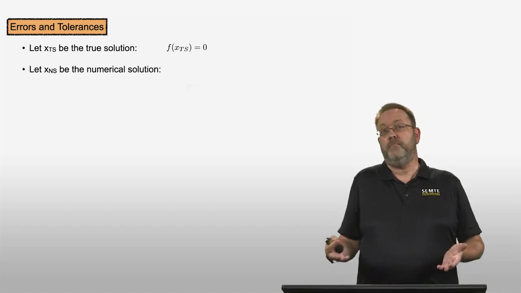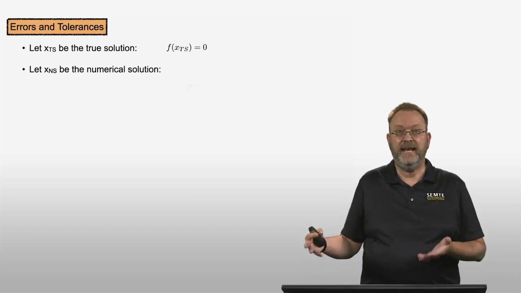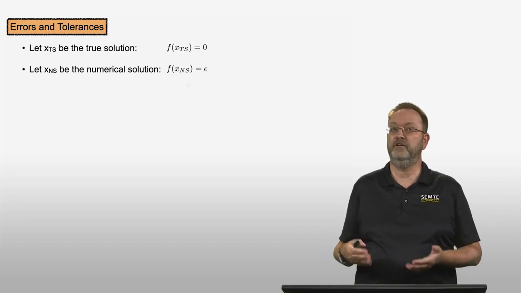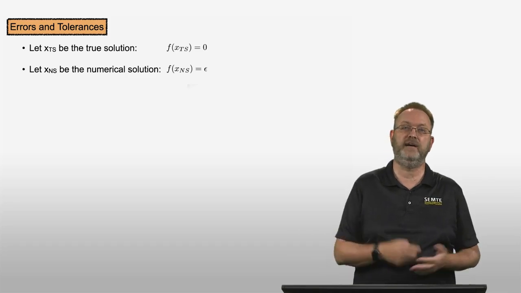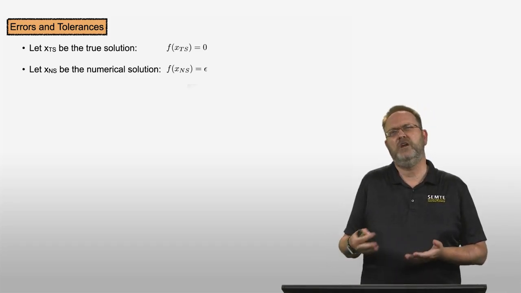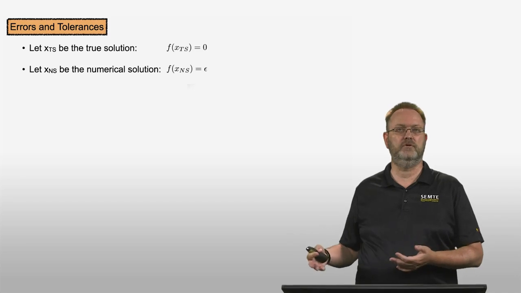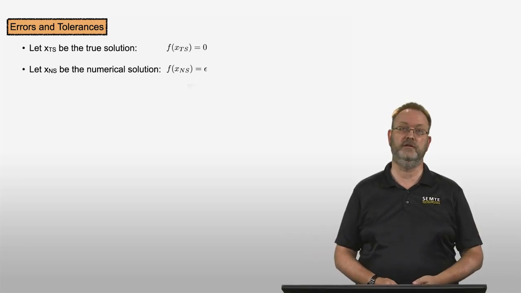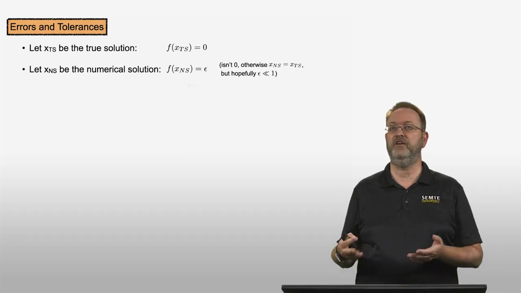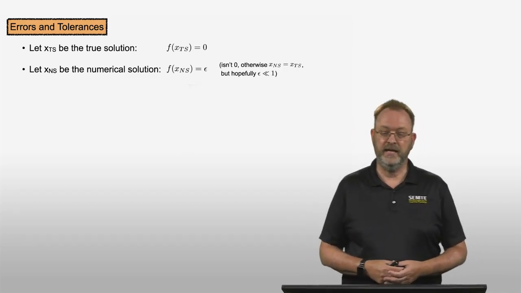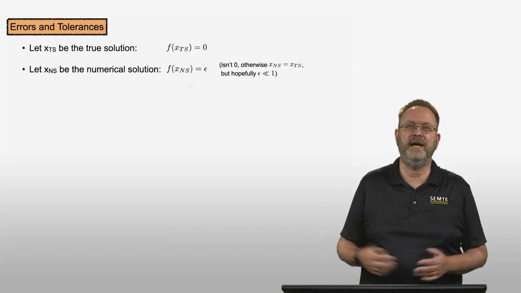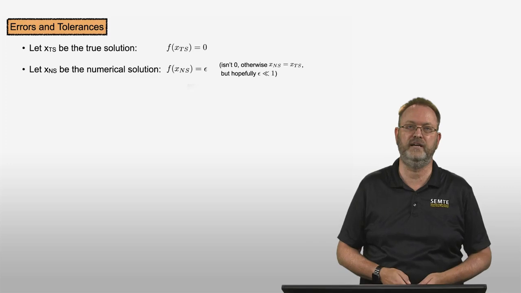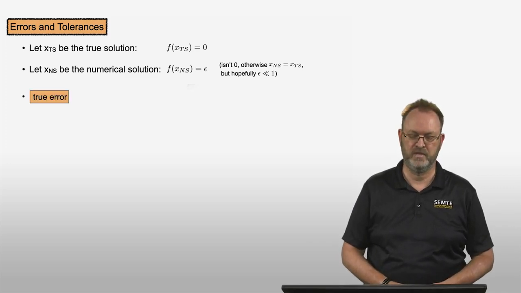Now let's write our numerical solution as x sub ns, ns for numerical solution. Now, if I plug the numerical solution into my function f, I will not necessarily get 0, because if I would get 0, then my numerical solution would be my true solution. I will instead get a non-zero value epsilon, and hopefully that non-zero value is small, so that I'm almost solving f of x equal to 0.